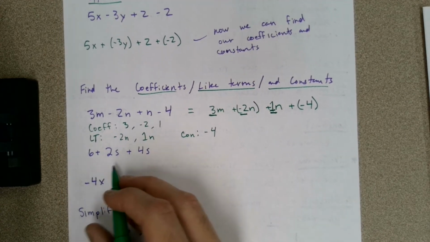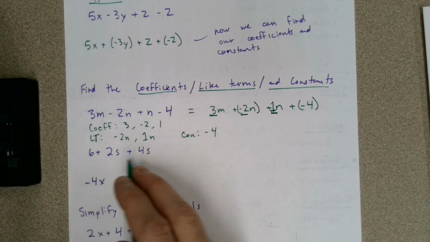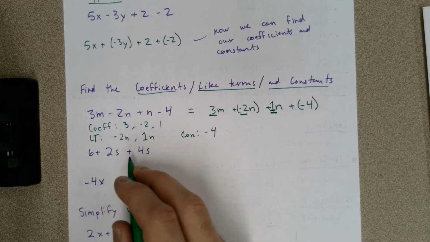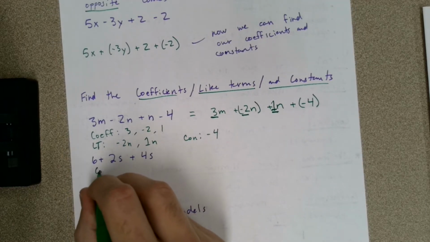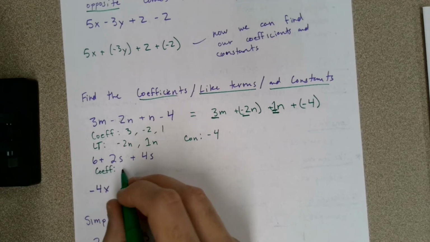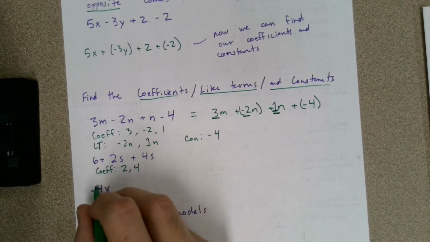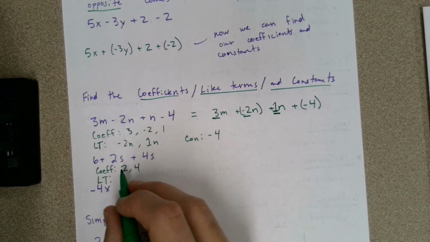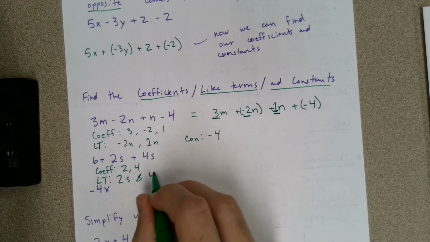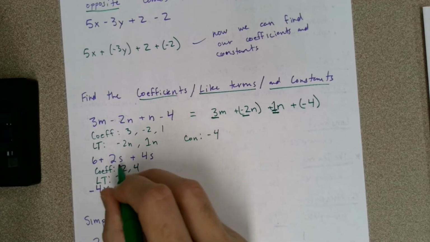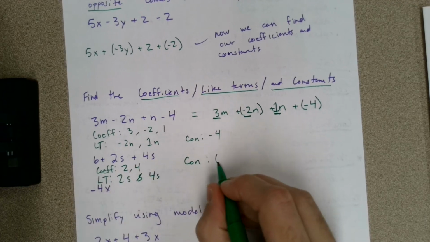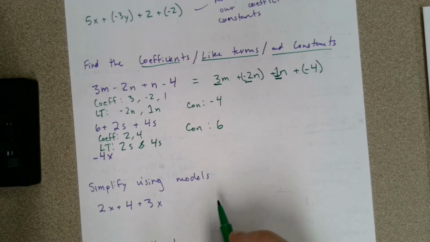Look at the next one. I don't need to rewrite this because there's already no negatives in it. So I got 6 plus 2s plus 4s. Start with my coefficients. Remember, that's the number that comes before a variable. So we got 2 and 4. My like terms, those are the variables that are the same. So I got 2s and 4s. They share a variable. And our constants are numbers that are not attached. 6.